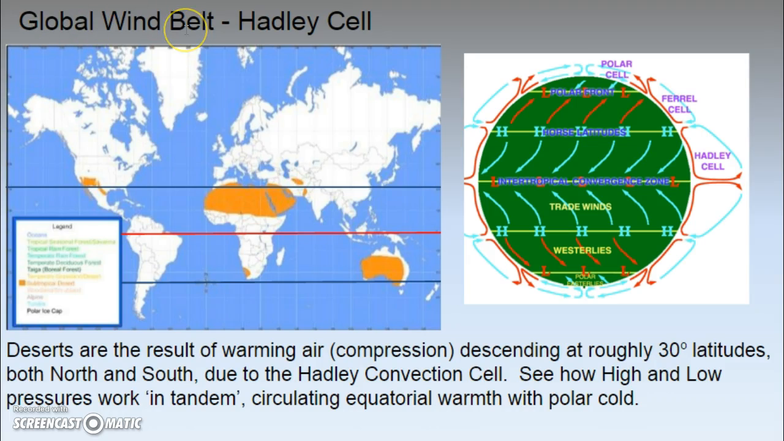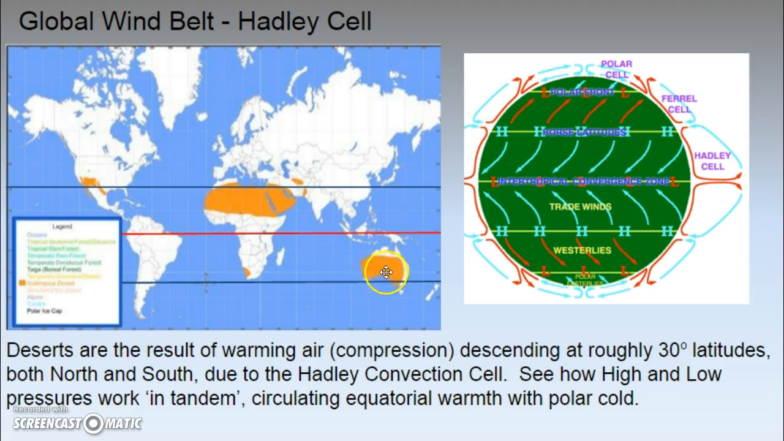So just to bring this back and close to finishing up here, I want you to see global wind belts. When we focus on the Hadley cell, this is one of the primary drivers from 0 to 30 degrees. And then the Ferrel cell is from 30 to 60. These are the two primary convection cells that we are interested in for the most part.